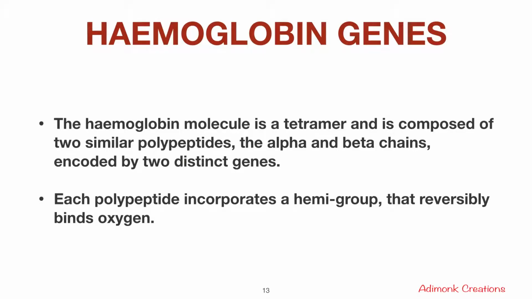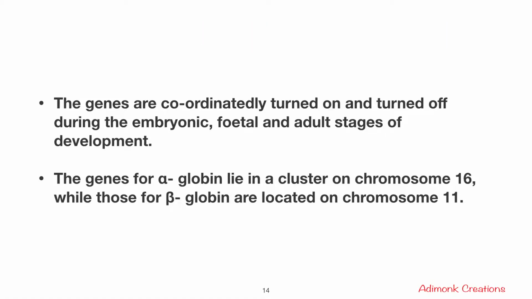Now, hemoglobin genes. The hemoglobin molecule is a tetramer composed of two similar polypeptides, the alpha and beta chains, encoded by two distinct genes. Each polypeptide incorporates a heme group that reversibly binds to oxygen. Hemoglobin genes are coordinately turned on and turned off during the embryonic, fetal, and adult stages of development.